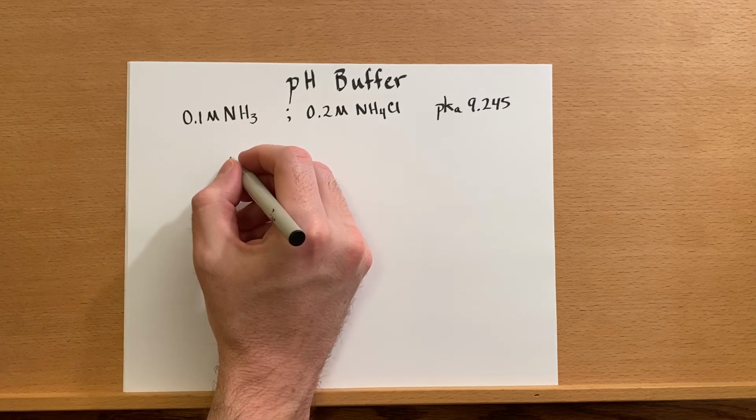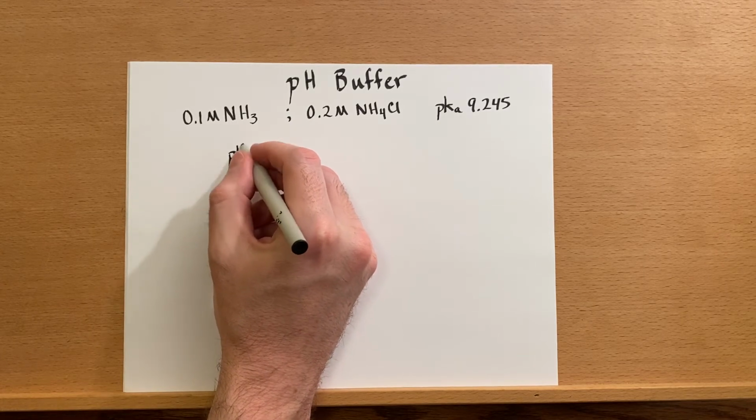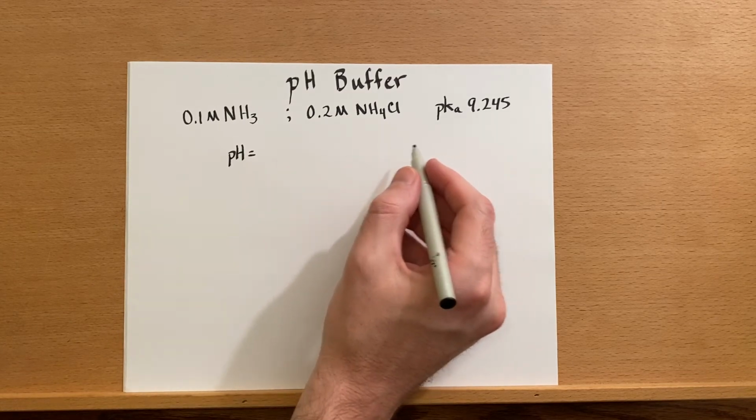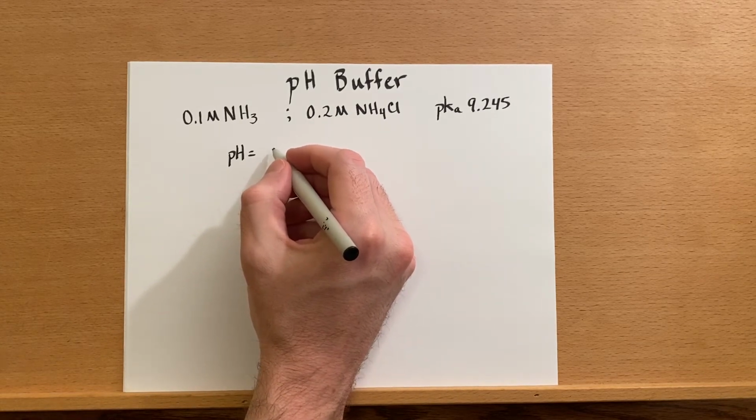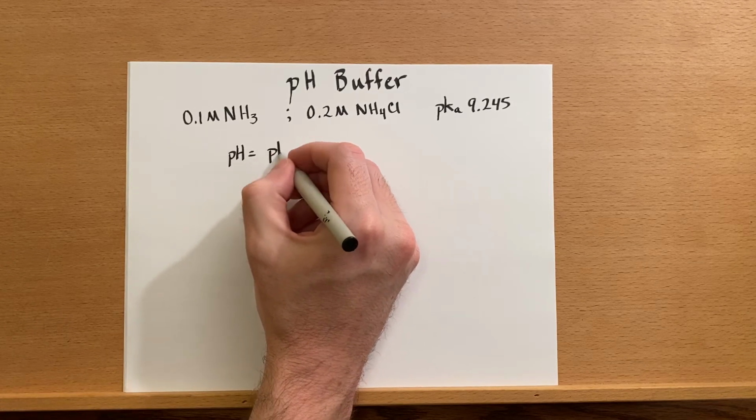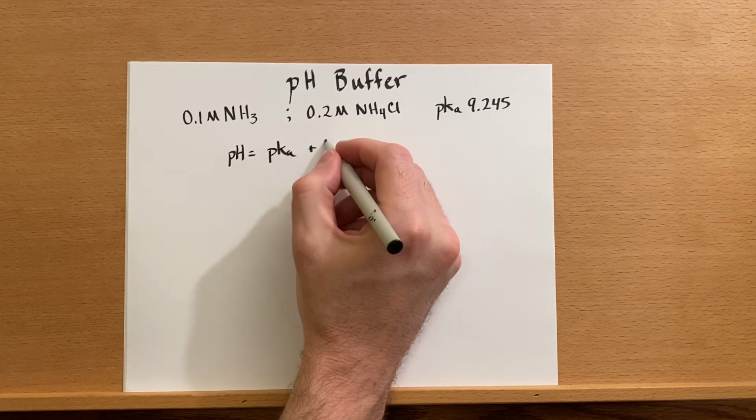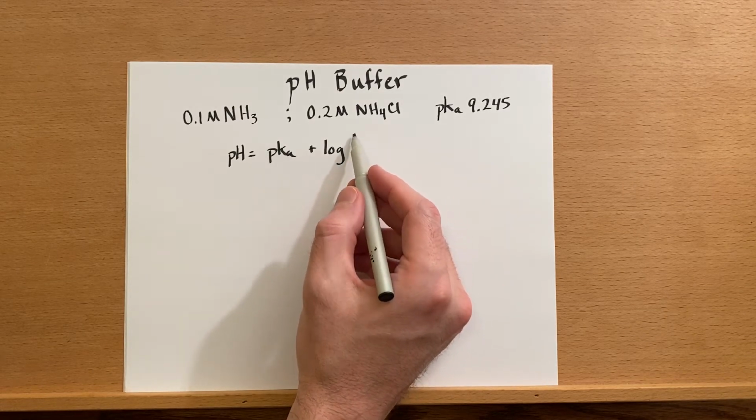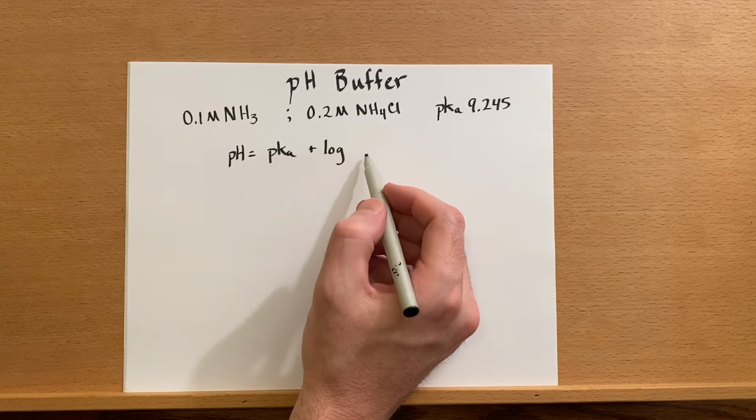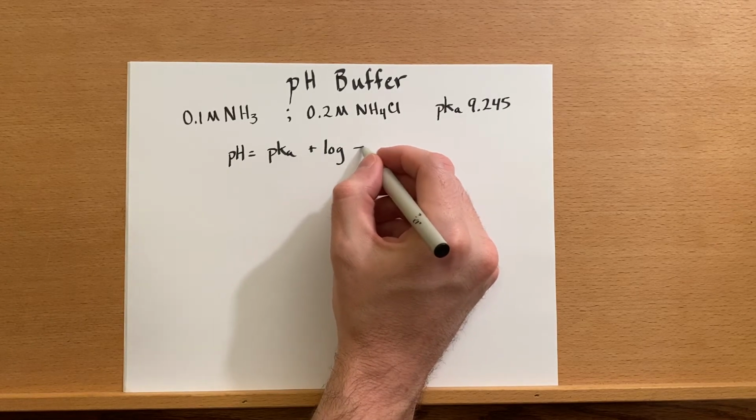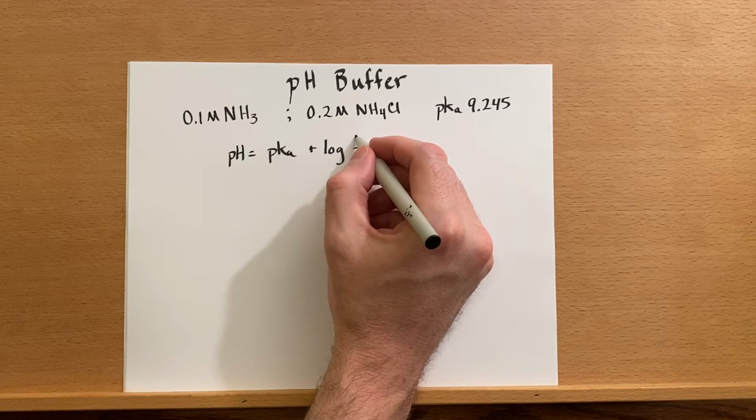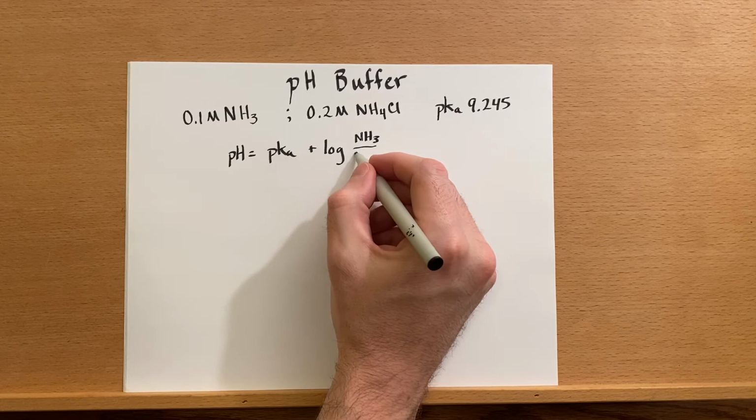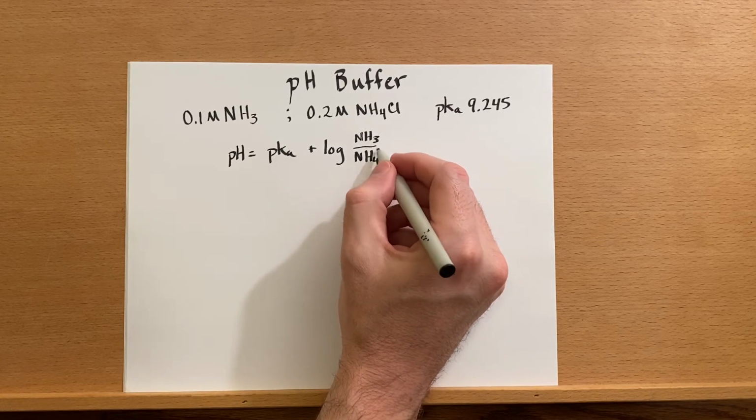So we'll just use our Henderson-Hasselbalch equation. And the pH will equal pKa. Actually, let's write that out real quick. Now, if you remember, this is log of the base form over the acid form. So I'm just going to write what those are in this case. In this case, that's NH3 on top, and it will be NH4 plus on the bottom.